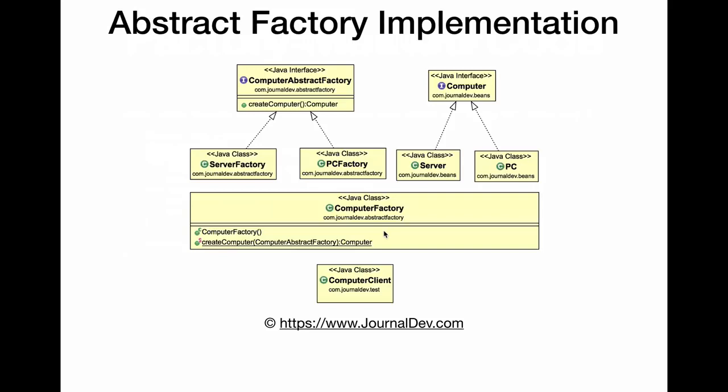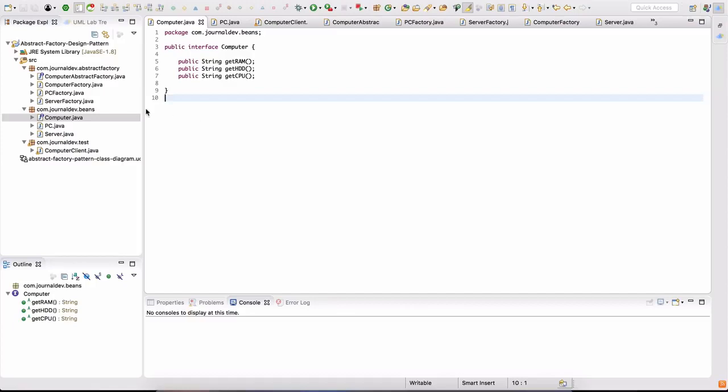So let's look into the Eclipse code snippet, how this is implemented and how we can easily extend it. So guys, here is my Eclipse project for the abstract factory design pattern, and this is my computer.